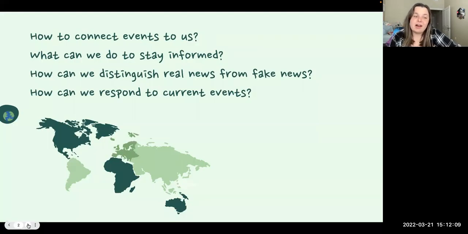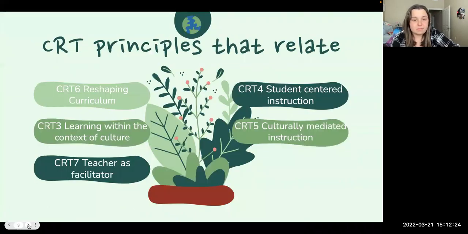So our driving questions are how to connect events to us, what can we do to stay informed, how can we distinguish real news from fake news, and how we can respond to current events. With that, the CRT principles that are relevant are CRT6, reshaping curriculum, CRT3, learning within the context of culture, CRT7, teacher as facilitator, CRT4, student-centered instruction, CRT5, culturally mediated instruction.